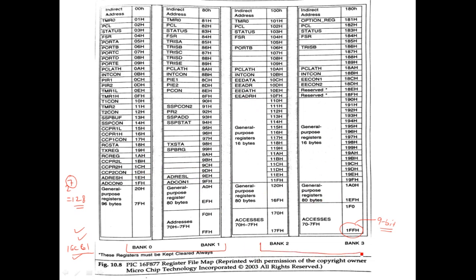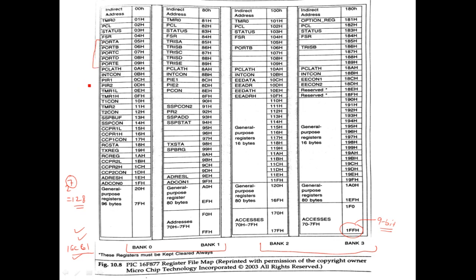Bank 2 and bank 3. Okay. If you want to see how the registers, SFRs, are associated with the different functional blocks, you can, for example, understand that there are some basic SFRs, which are, for example, your status register, another FSR, PCL. These are basic SFRs. There are some SFRs which are associated with the port section. You can see port A, port B, port C, port D, etc.